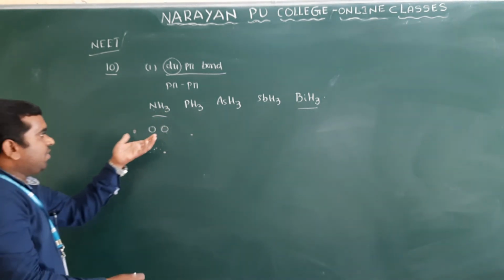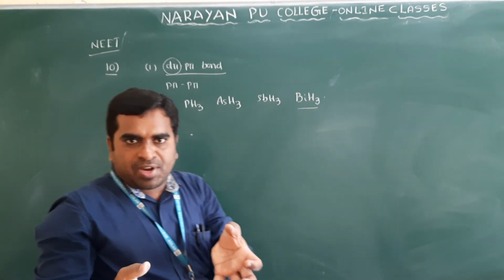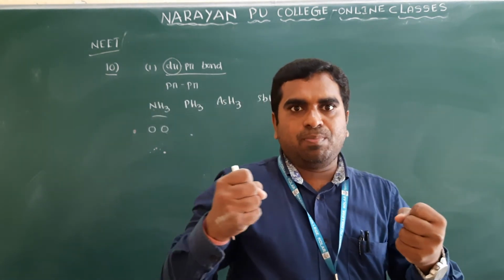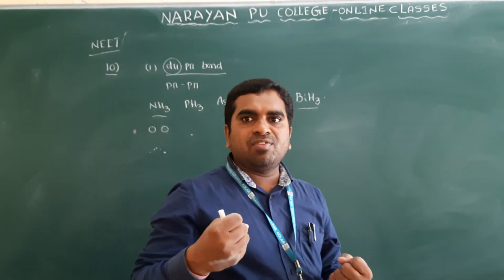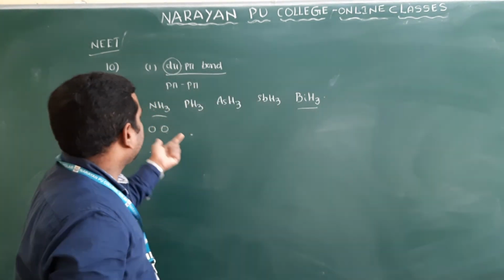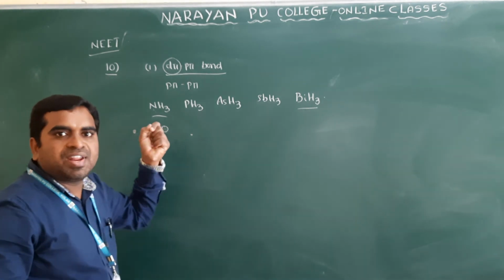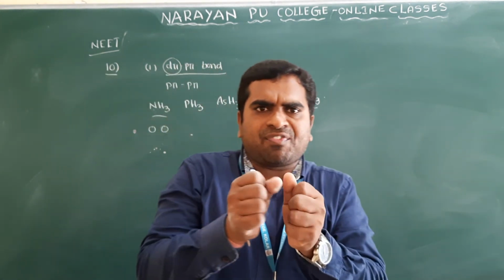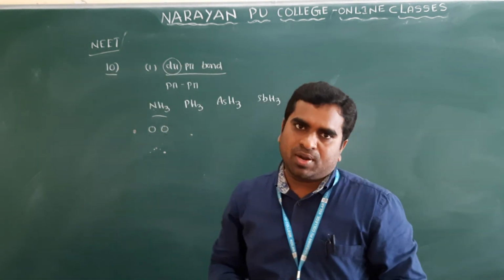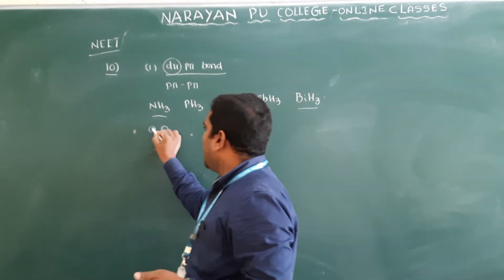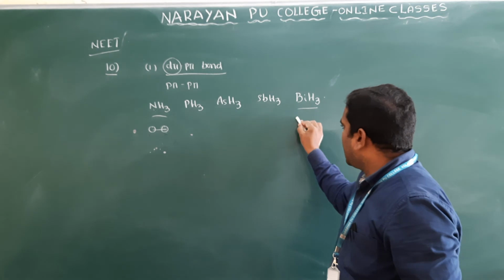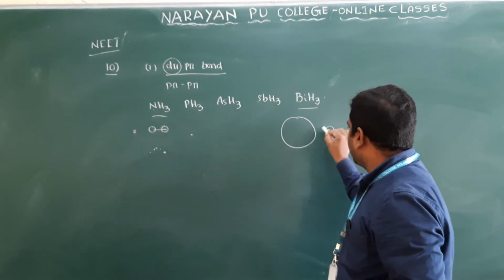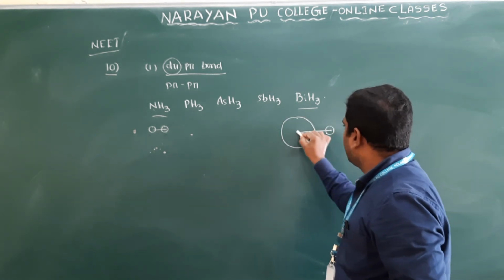You know that when atoms are very small, the overlapping will be very effective. When overlapping is very effective, the bond strength will be very high. Effective overlapping means it will form a very strong bond. Clear? So that's why this bond is very strong.